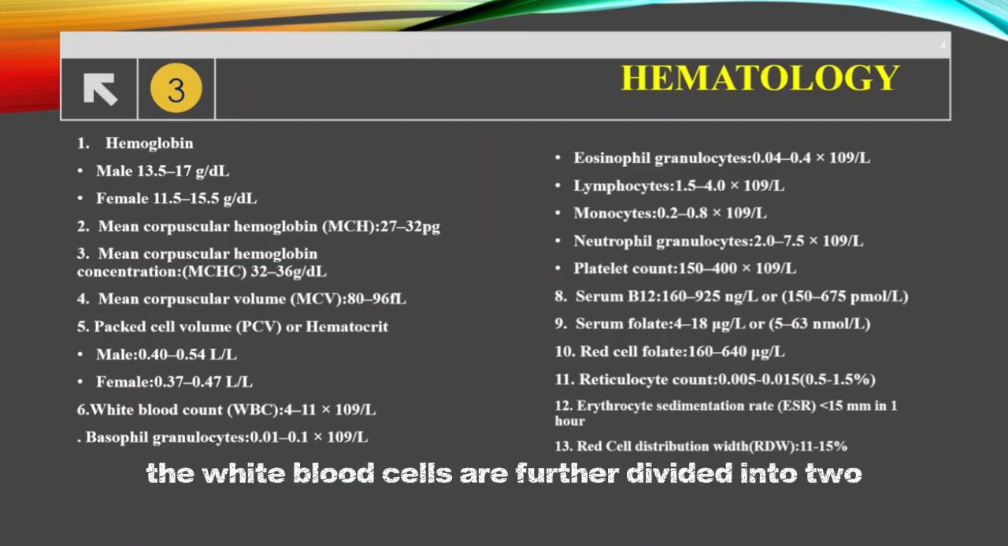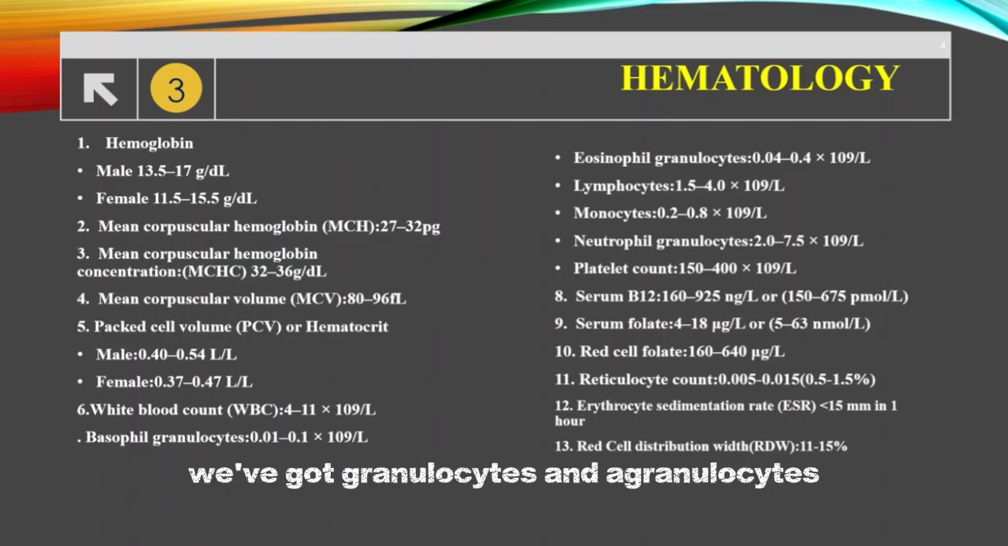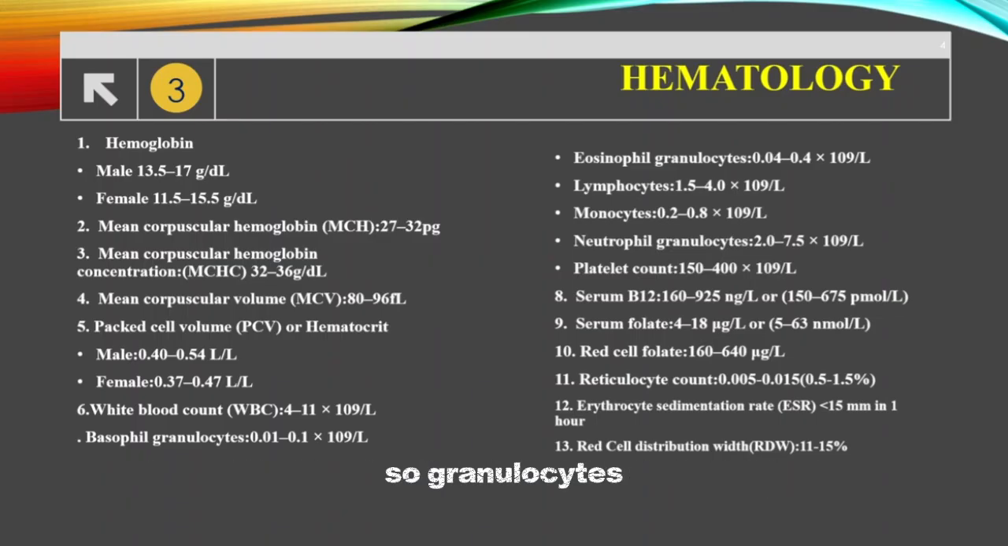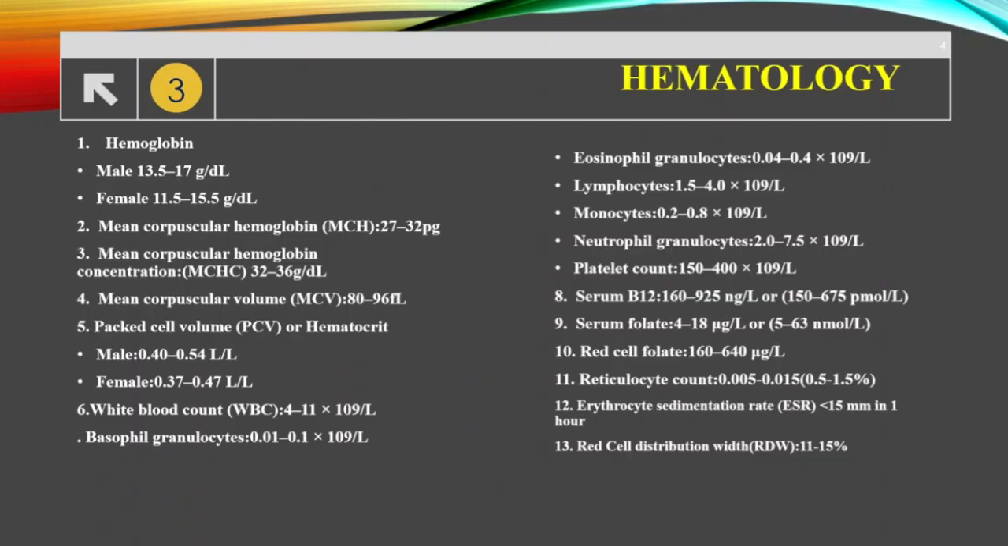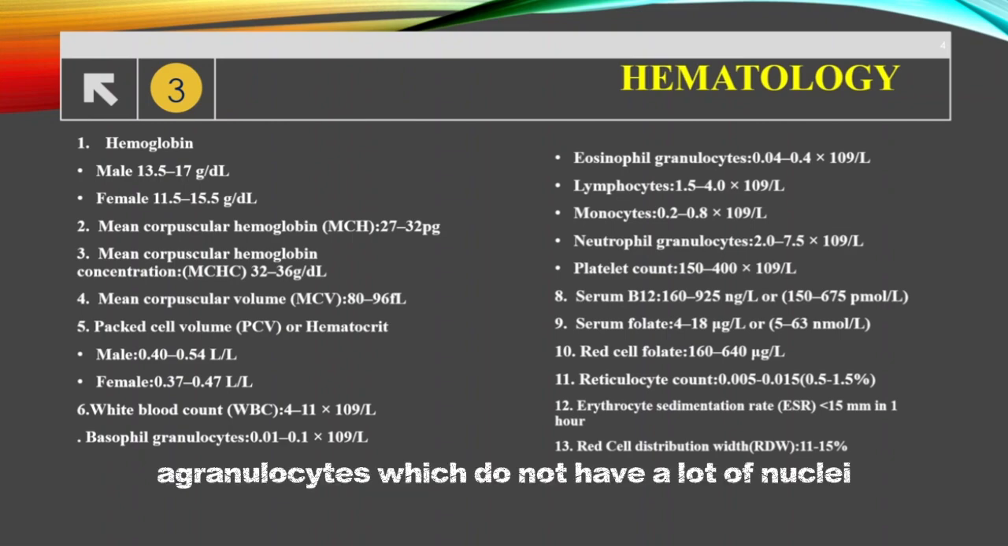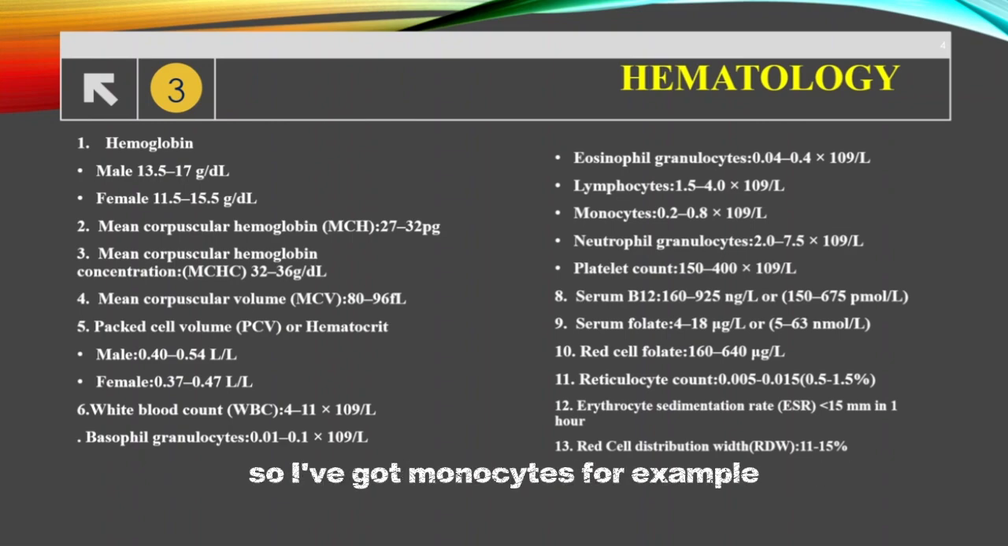But remember, the white blood cells are further divided into two: granulocytes and agranulocytes. Granulocytes are the ones that have lobed nuclei, like neutrophils, eosinophils, and basophils. Then you've got the agranulocytes, which do not have lobed nuclei, so you've got monocytes, for example, and many others. You can memorize these values if you want. They are not so important at this stage, but you need to know whenever there is eosinophilia.